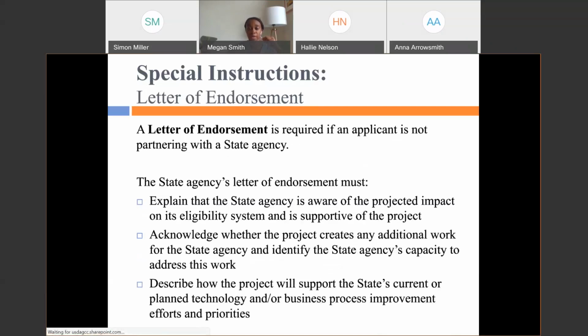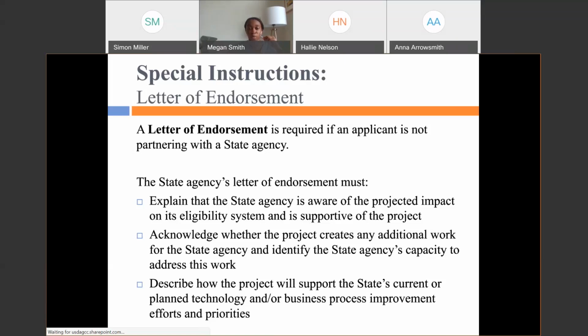A letter of endorsement is required if an applicant is not partnering with the state agency. The state agency's letter of endorsement must explain the state agency is aware of the projected impact on its eligibility system and is supportive of the project. It must also acknowledge whether the project creates any additional work for the state agency and identify the state agency's capacity to address this work. Lastly, describe how the project will support the state's current or planned technology and/or business process improvement efforts and priorities.